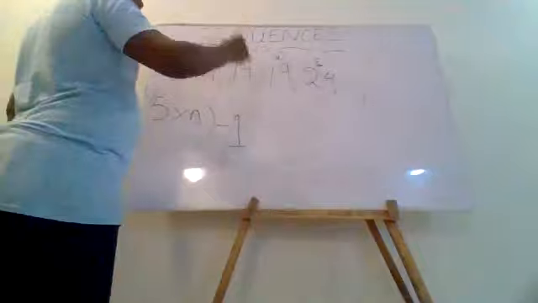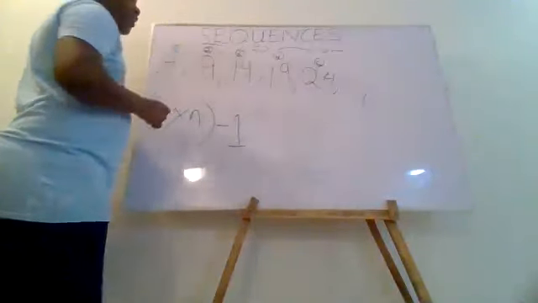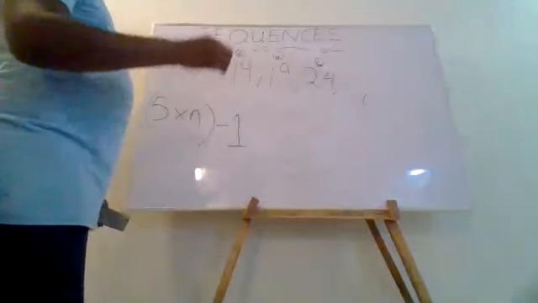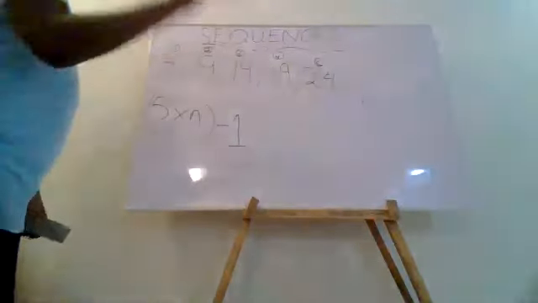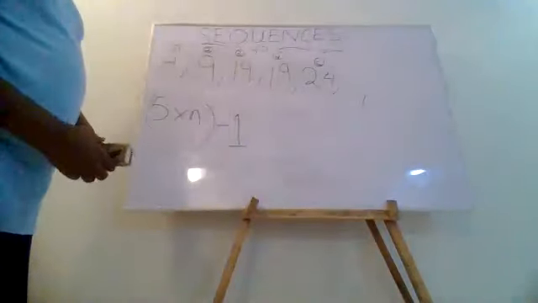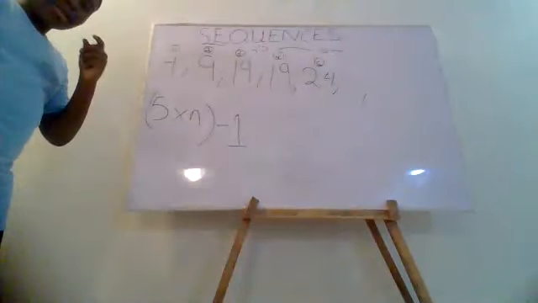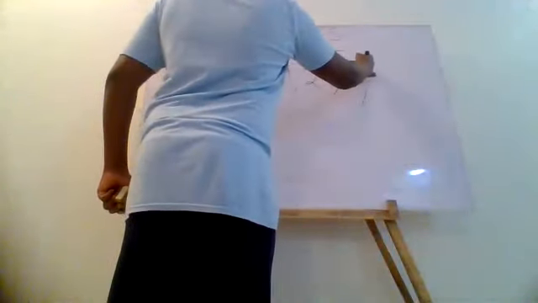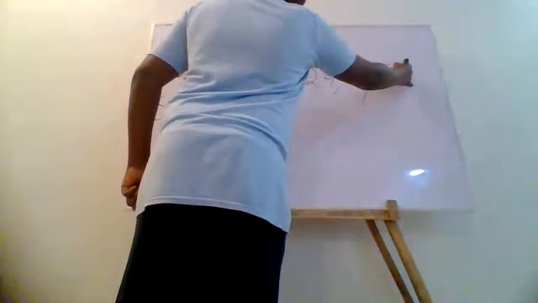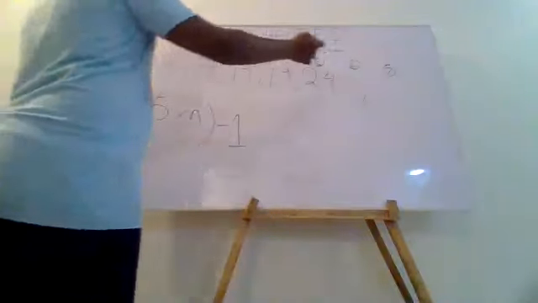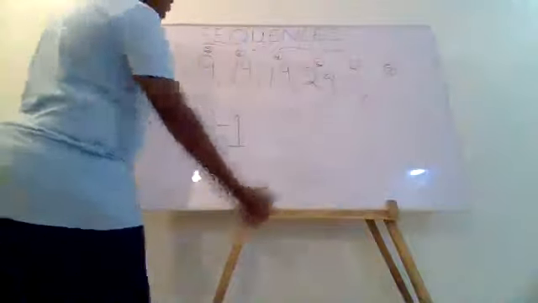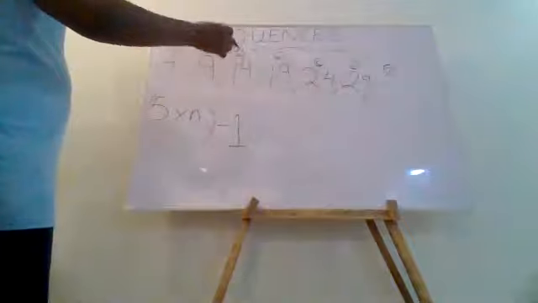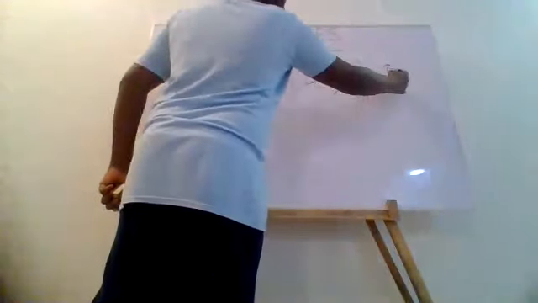5 times 4 is 20 minus 1, 19. 5 times 5 is 25 minus 1 is 24. Very, very simple. Now we can use it to find the next two terms. Now 5 times 6 is 30, and 30 minus 1 is 29. And lastly, 5 times 7 is 35, and 35 minus 1 is 34.